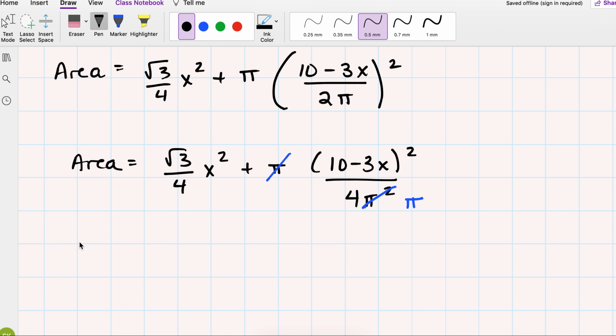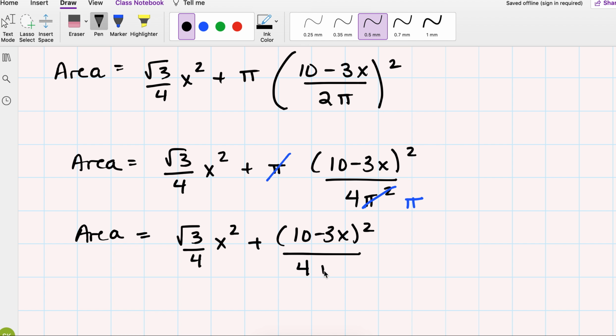And what I'm left with is that the area enclosed by the wire is root 3 over 4 x squared plus 10 minus 3x squared over 4 pi, what's left on the bottom here. And notice that this area function is a function that just has x's. There's no other variable. So we can define it. We can let A stand for area, and we can say A of x is equal to this right here.